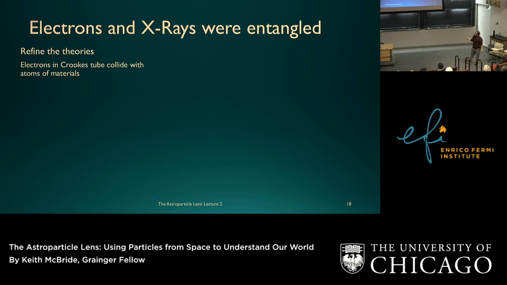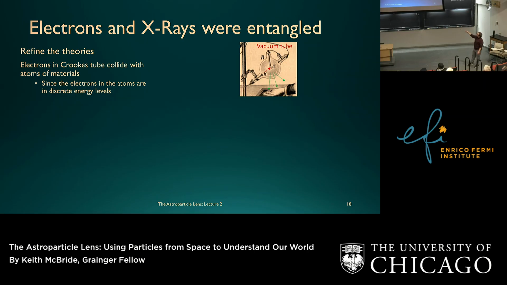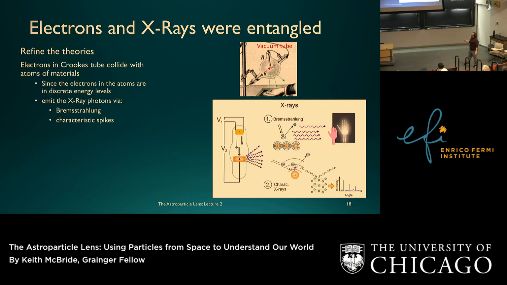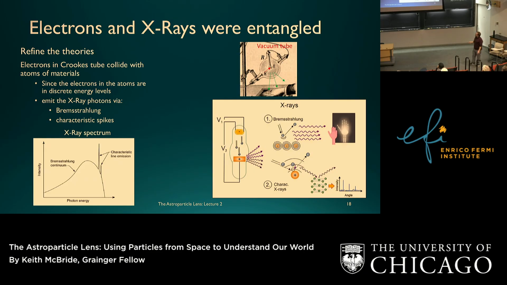And we had to refine our theories. Now what we understand is that the electrons in these tubes collide with atoms of materials. Since the electrons in the atoms are in these discrete energy levels, they can emit X-rays because, right, they are braking, Bremsstrahlung, as they feel the charge of the electrons in the atoms. And they have characteristic spikes because sometimes, like billiard balls, they bounce off of and kick out other electrons, which emit radiation. So these two effects are now related, and result in us understanding the X-ray spectrum here.